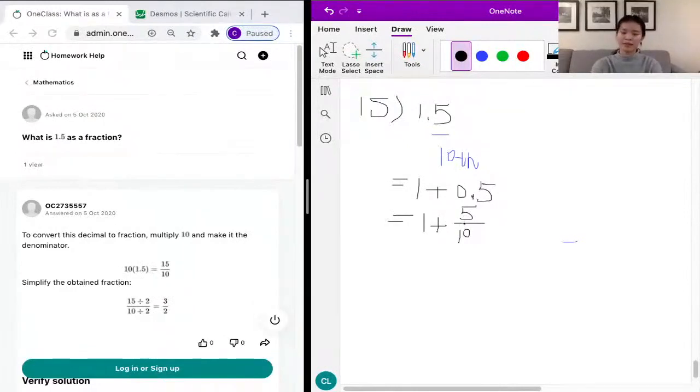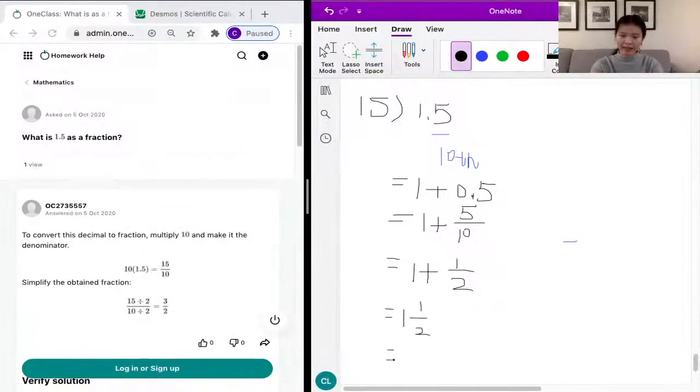over 10 because 5 and 10 have a common factor, and their greatest common factor is 5. So we just divide both the top of the fraction by 5 and the bottom of the fraction by 5. So on the top, or the numerator, we have 5 divided by 5, which is 1. On the bottom, or on the denominator, we have 10 divided by 5, which is 2. So here we just have 1 plus 1 over 2, which is 1 and a half, which is also 3 over 2.